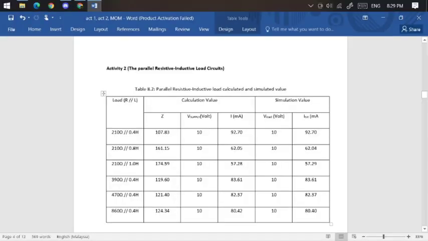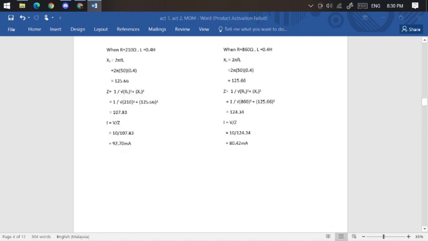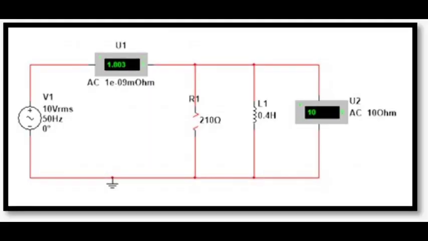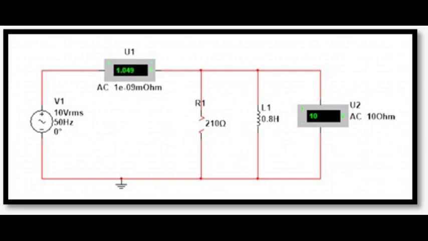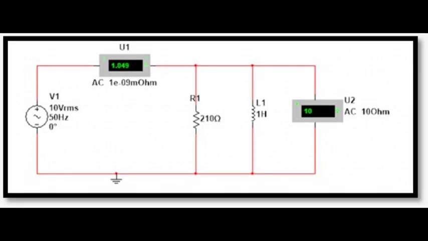So let's move on to activity 2, the parallel resistive inductive load circuits. As we can see from the table, this shows the calculation value and simulation value of our activity 2. Next, the manual calculation for activity 2. As for the simulation, it is kind of the same as activity 1. We need to arrange the component like the figure given in the lab sheet. The difference is the arrangement of the component is parallel. Repeat it using the different load value given and record the data.